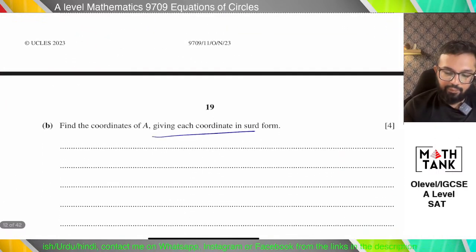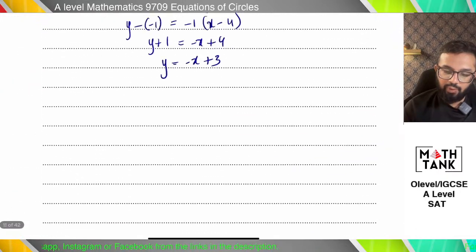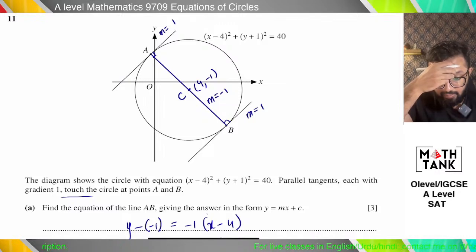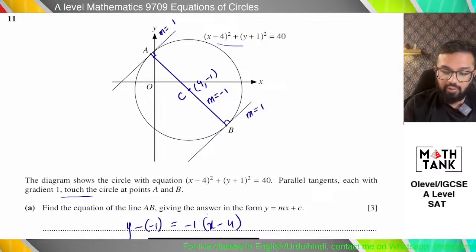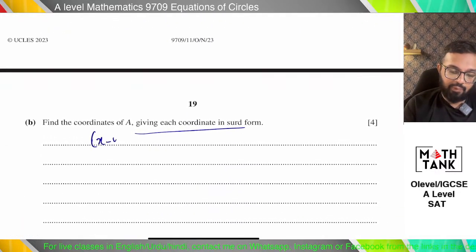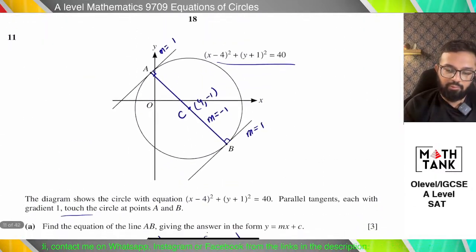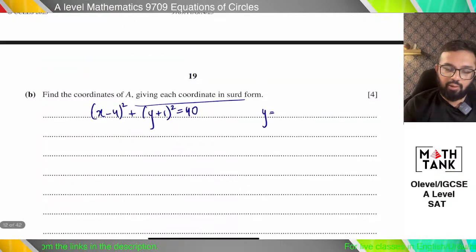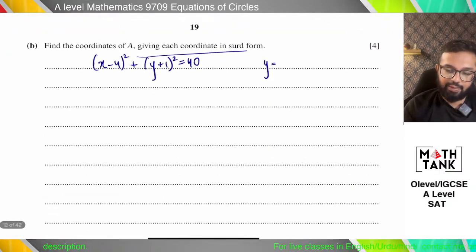Okay, find the coordinates of A, giving each coordinate in surd form. For A, I need to have a simultaneous solution. Where does the line and curve intersect? So (x minus 4) whole squared plus (y plus 1) whole squared equals 40. And here I have y equals minus x plus 3.